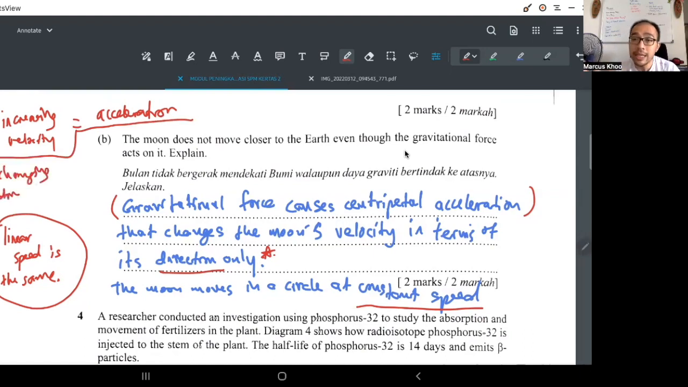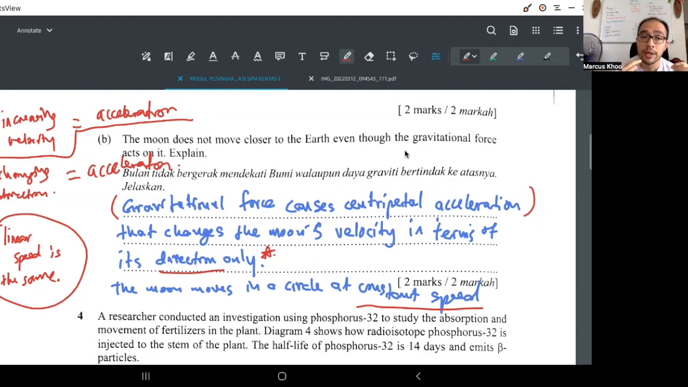Okay, a change in direction also equals to acceleration. Kalau salah satu daripada syarat ini dipenuhi, bahkan means akan ada acceleration. Okay, cuma in the case of the moon and the earth, the speed is the same. Dia punya kelajuan adalah sama, but because the direction is changing, therefore we say that the velocity is also changing, which means that there is an acceleration.